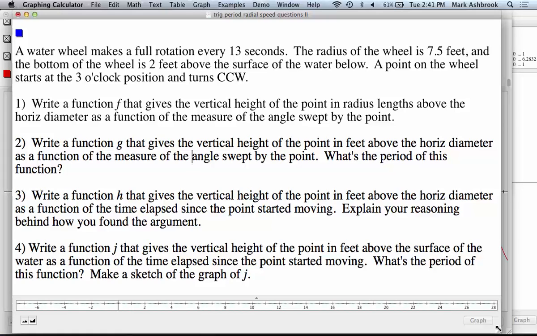Who can get number 1 right on the first try? Nope, not even close. Sorry, but you're not alone. Is that your answer for number 1? Are you still working on it? Not sure.